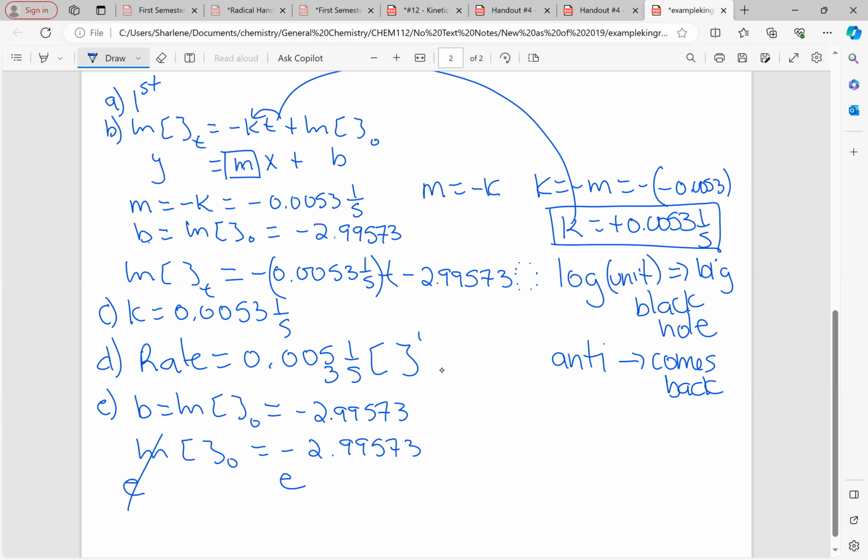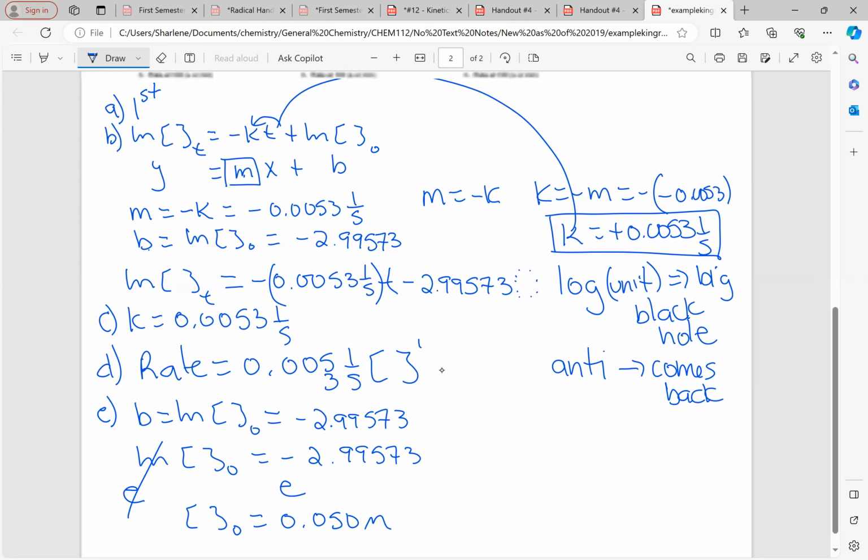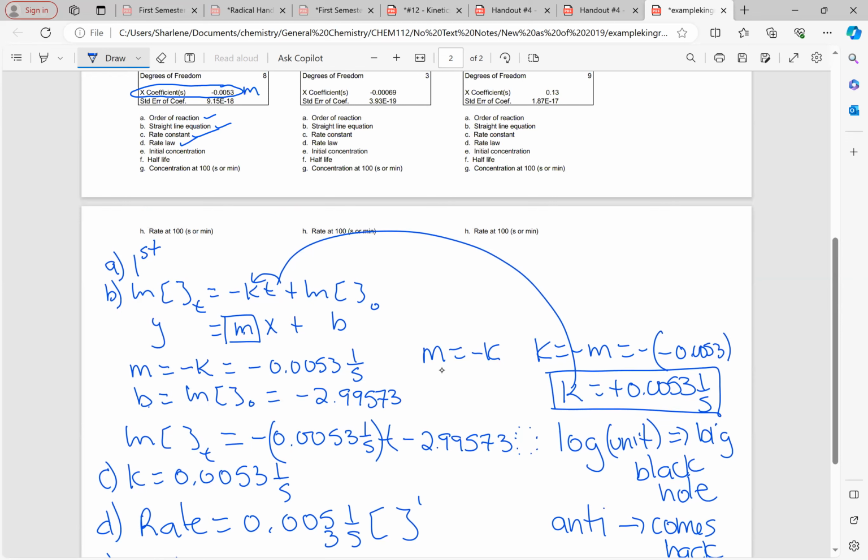In a calculator. All right. Negative 2.99573, and I'm going to take the entire anti-log of it. And so the initial concentration was 0.050, again, sig figs, I'm just using 2, and then the unit just magically reappears. So there's my initial concentration.